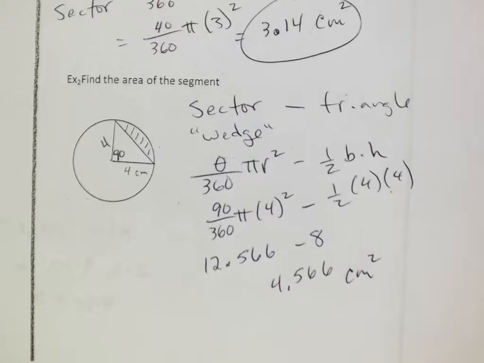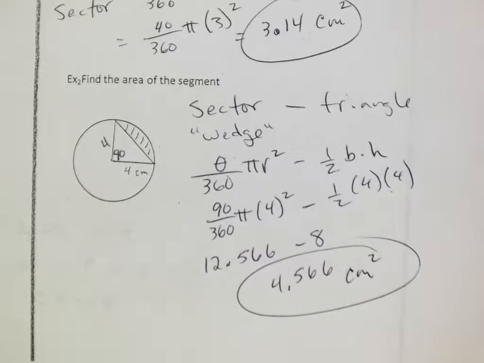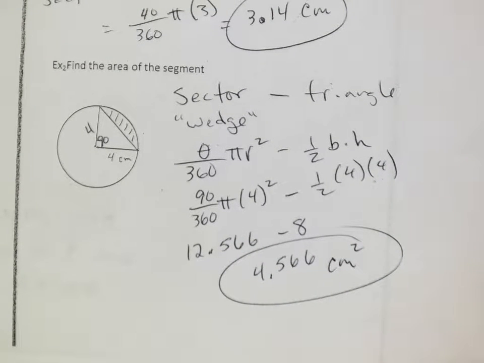It's the area of the crust, or the segment, okay? Not too bad. Thumbs up. I mean, it isn't that bad at all, is it? It just makes sense what we're doing.